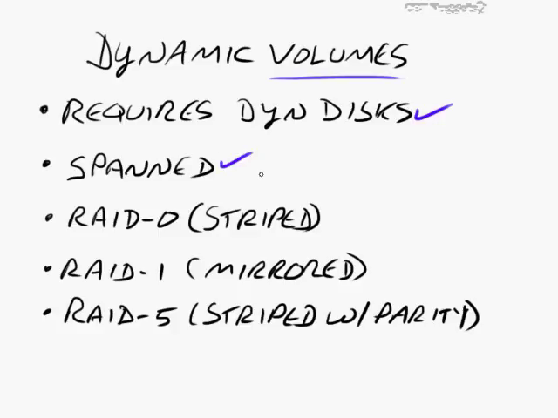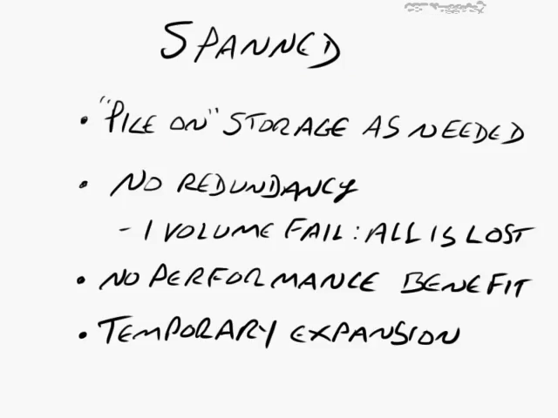Also, we can use a number of different types of volumes here. Spanned volumes, which use multiple storage areas all combined together. RAID 0, also known as striped. RAID 1, known as mirrors, and RAID 5, known as striped with parity. Now I'm going to talk about those in more detail here, starting with the spanned type of volume. A spanned volume, what that does is you just pile on storage as needed.